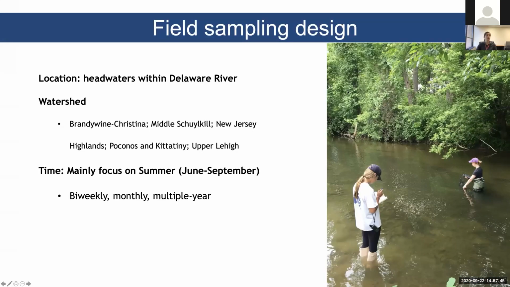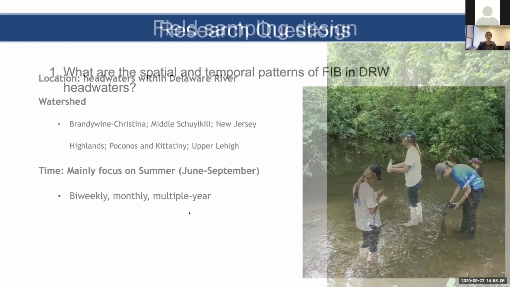For our field sampling design, we focused on the headwaters within these different watersheds. And we mainly sampled during the summer months, when counts and recreational contact are shown to be the highest, so June through September. And we sampled at different frequencies: bi-weekly, monthly, and over multiple years.